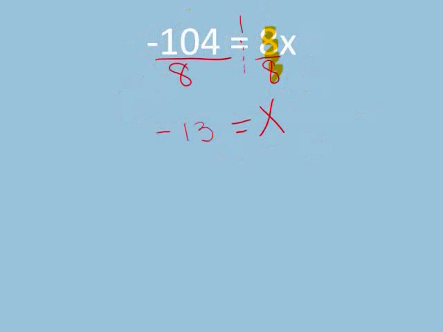Next problem we have is negative 104 is equal to 8x. We want to get x by itself, so we're going to divide by 8. You're probably wondering, why are we going to divide? Well, 8x says 8 times some number. We don't know what that number is, but it's times a number. So we're going to divide because, like we said earlier, division is the opposite of multiplication. So we're going to divide by 8 on the right side of the equation, divide by 8 on the left side of the equation. 104 divided by 8 is 13, so negative 13 is equal to x.